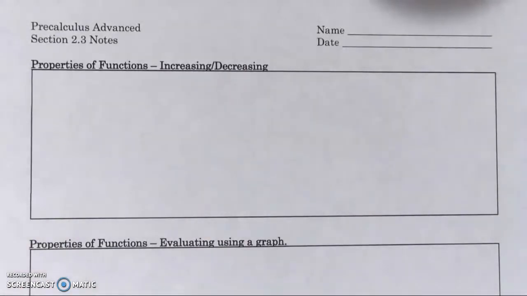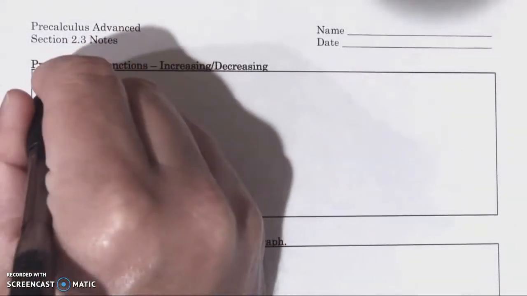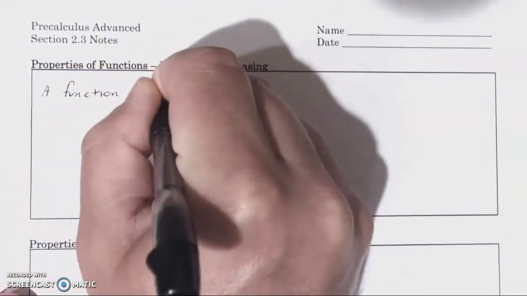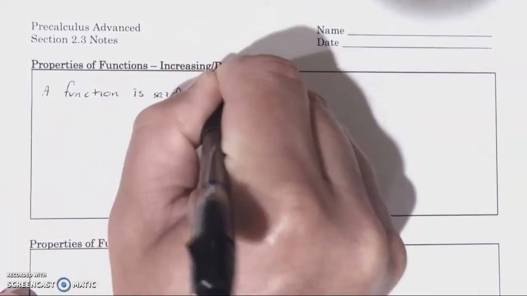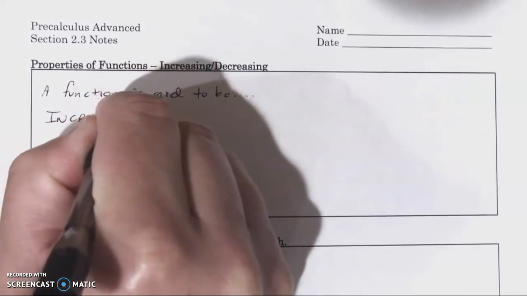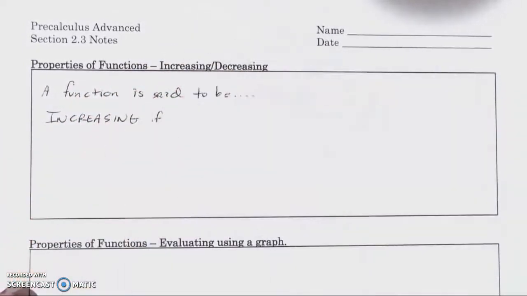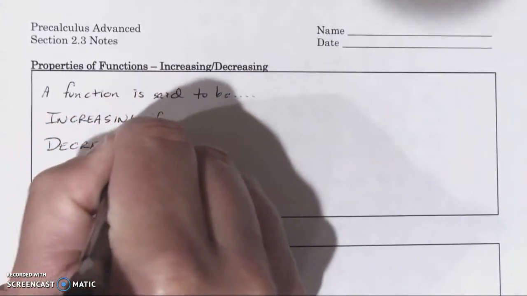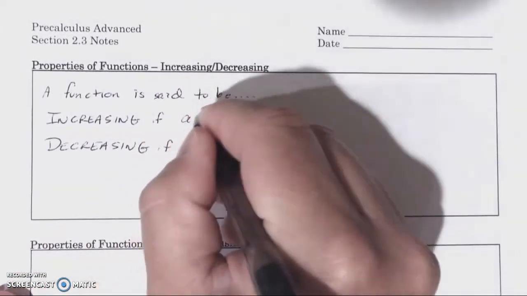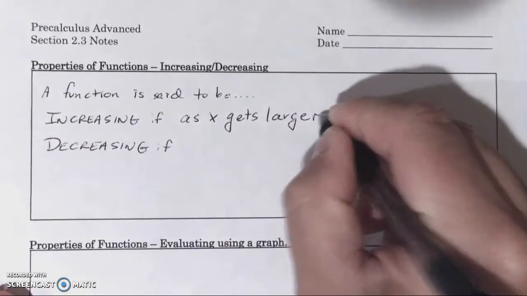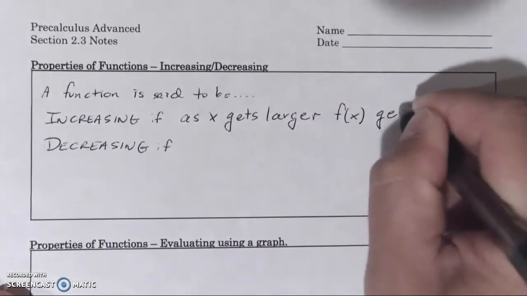Okay, when would a function be increasing? When would it be decreasing? How do we write it, etc. So, a function is said to be increasing if, or decreasing if, as x gets larger, f of x gets larger.